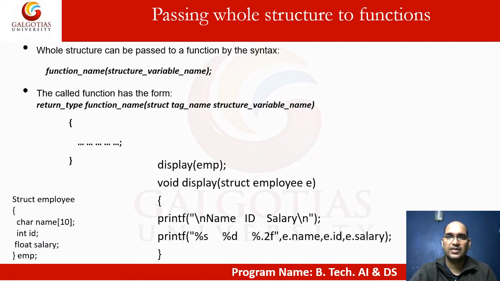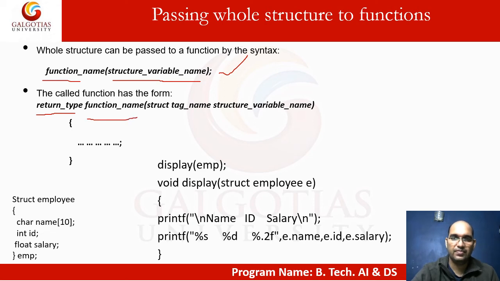Second method is passing the whole structure to a function. The whole structure can be passed to a function by this syntax: the function name, and then you pass the structure variable name. It's very simple. You just give the function name and then you give the structure variable name. This is how you call it in the function call. In the definition, first you tell what kind of return type the function has, then the function name, then struct, then the tag name, and then the struct variable name, right? Then let's see the example.